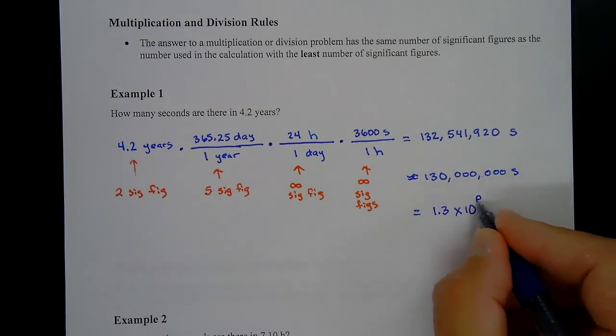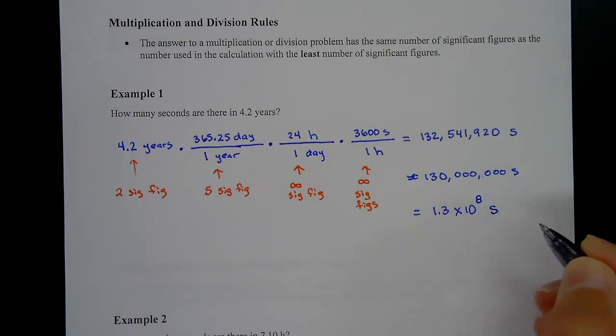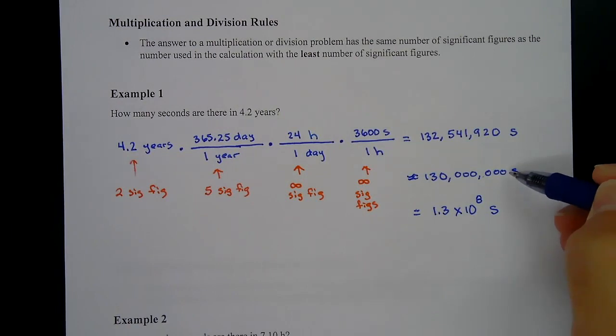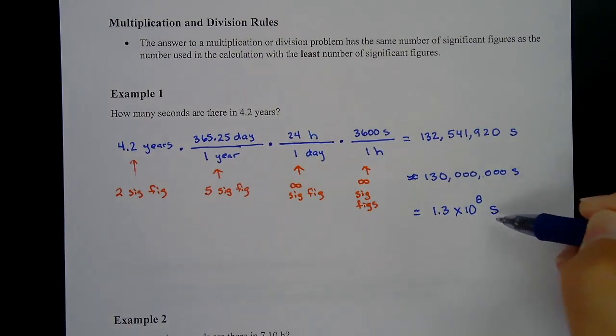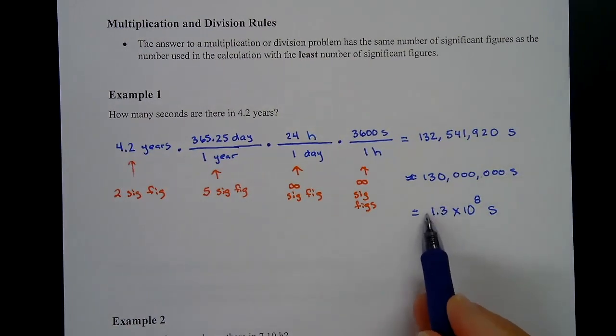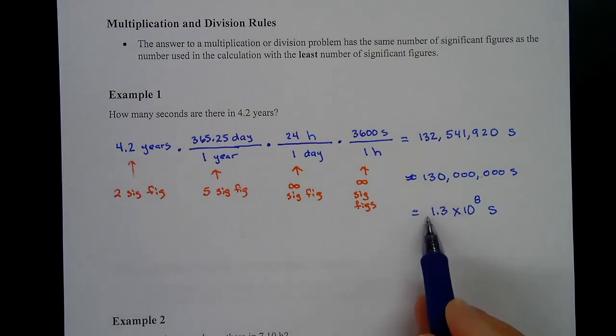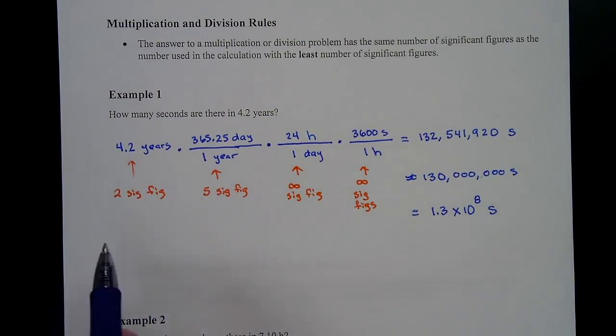So 1.3 times 10 to the 8th seconds. We could report it as the number, or we could report it in scientific notation. And remember, when we write it in scientific notation, we can tell that there's only 2 significant figures. Why was there only 2 significant figures again? It goes back to this.